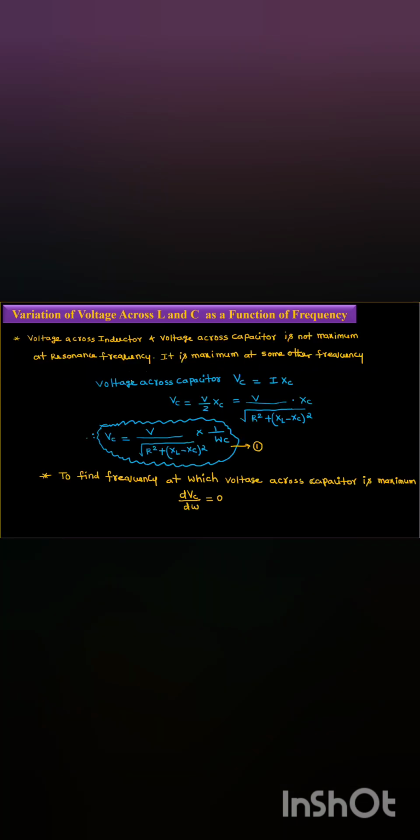Clear, friends? Like this, I calculated at what frequency the voltage across the capacitor is maximum. To find in an RLC circuit at what frequency the voltage across the capacitor is maximum, you have to differentiate and equate to 0. Then we are getting this relation. It is not at F naught frequency. The voltage across the capacitor is maximum not at F naught frequency. It is maximum at F naught into square root of 1 minus R square into C by 2L.